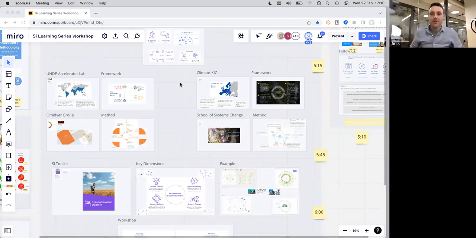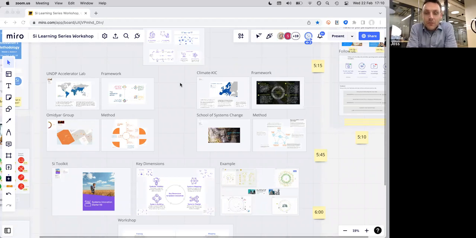Great. Thank you very much, Yasmin. Great to see everyone here. And we're back to talk about methods. How do we do this systems innovation stuff? How do we go about it? Taking those ideas from last week and putting them into practice.